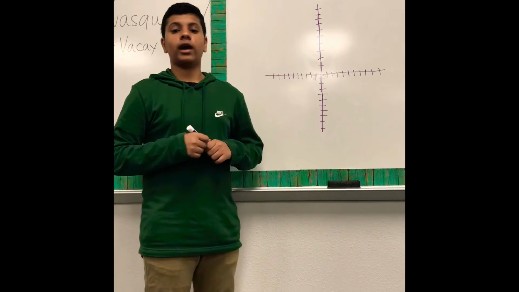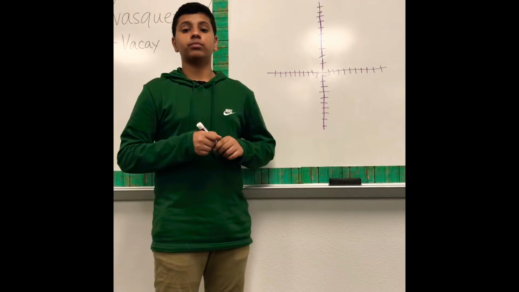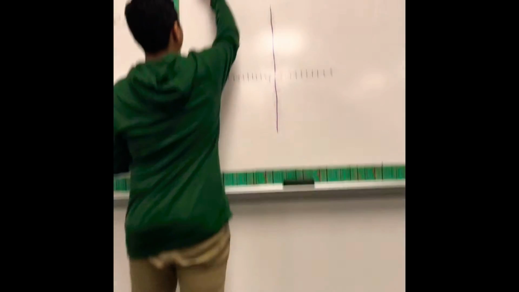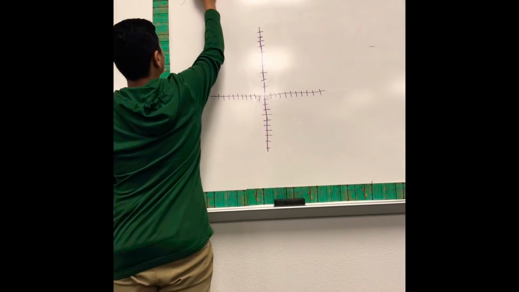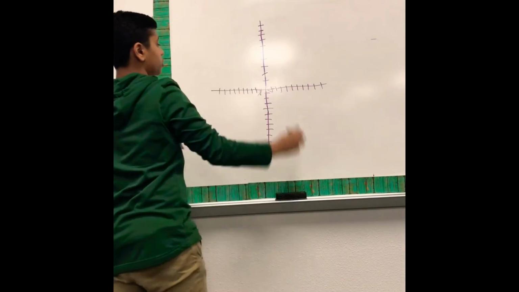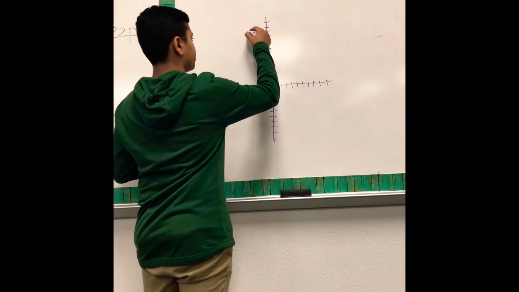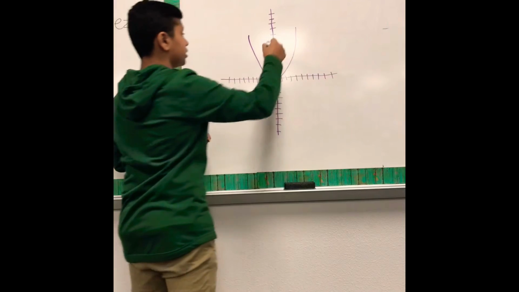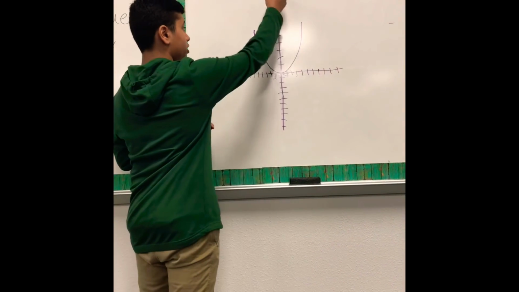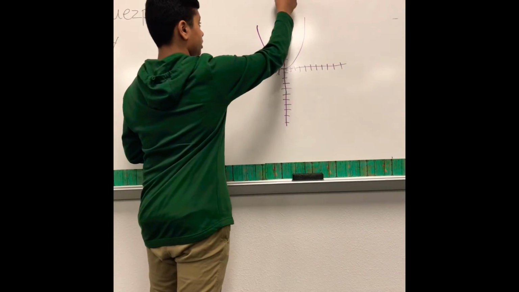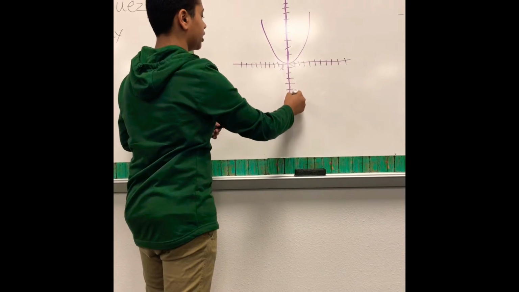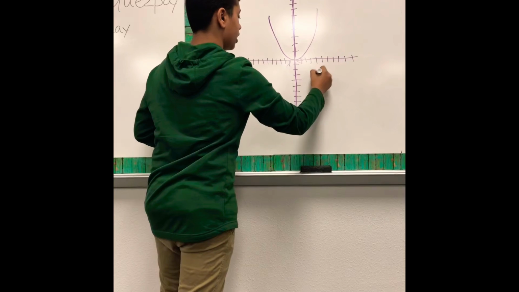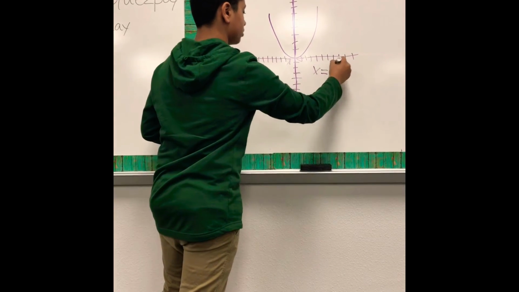Next, we're going to talk about the axis of symmetry. The axis of symmetry basically just cuts the parabola in half. For example, for the equation y equals x squared, which is the parent function, it would just be like this. Since the axis of symmetry is the thing that cuts the parabola in half, it will be right here, and the equation of this line is x equals 0.